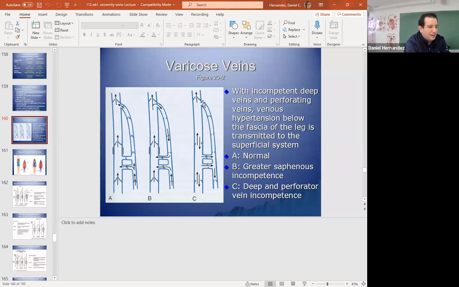The last one, C, is a diagram showing that if the patient has reflux within the deep system, oftentimes that pressure gets translated to the perforators, and the perforators wind up becoming incompetent as well. So we have dilatation of the deep veins, which adds to the increasing severity of the reflux. That extra blood will also dilate the perforators and lead to increasing reflux within them, and that blood flow then gets translated back into the superficial system and eventually leads to reflux there, and you wind up with varicose veins as a result.